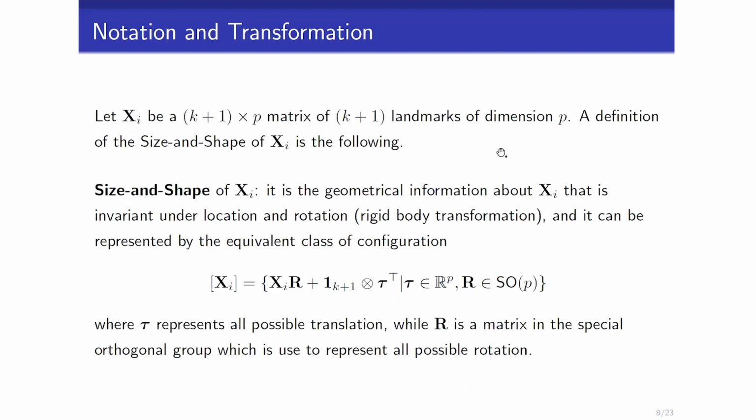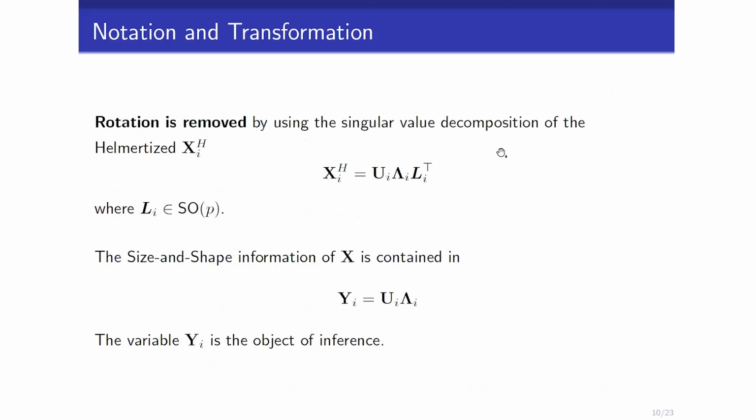The second transformation is pretty easy. We have the Helmertized configuration, and we take its singular value decomposition. The singular value decomposition gives three matrices. The third one is a rotation matrix, so we can discard the rotation matrix. And U lambda, the product of the first two, is actually the size and shape of the original data.